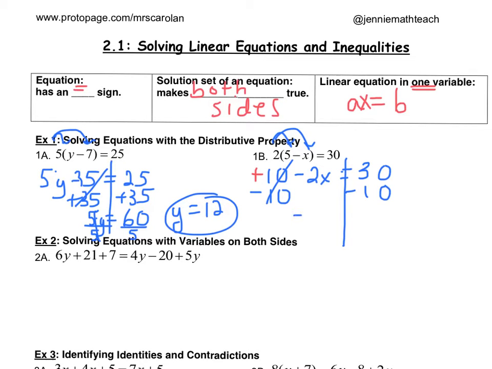We're left with negative 2x. See how we still have that negative sign out front that we recopied? So negative 2x equals 20, because 30 minus 10 is 20. And the last step to undo that multiplication, we divide by negative 2, and we get x equals negative 10.